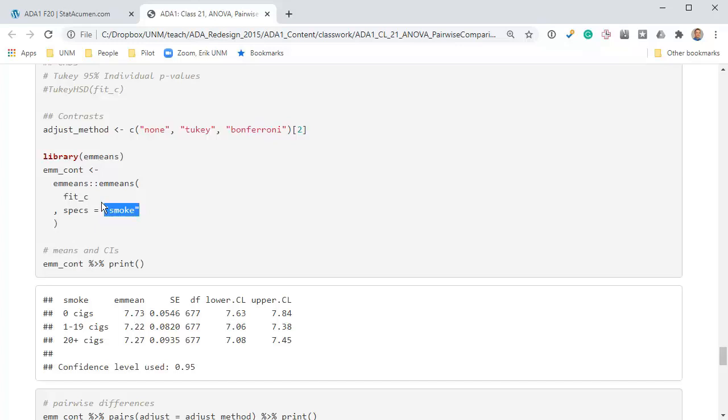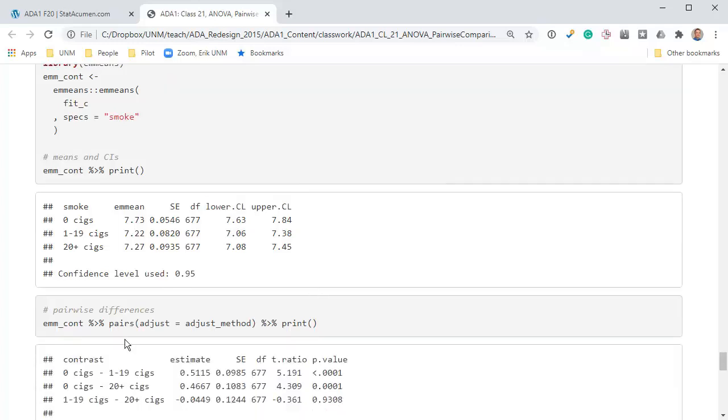And if we put that result into emm_cont, cont is for contrast, and print out those contrasts, then for each of the smoking groups, we get the means, and these are the same means that we saw before. We have the standard error of the means, the degrees of freedom, and then confidence intervals for those means. These will be similar confidence intervals, but they'll be a little bit different. Is that true? They might be the same confidence limits that we provided in our own plot at the top. Confidence level used was 95%. Okay.